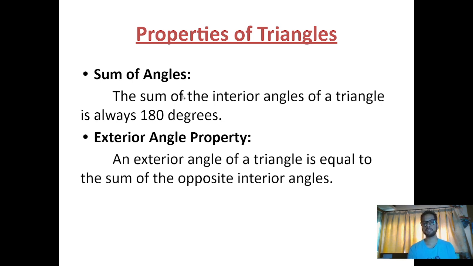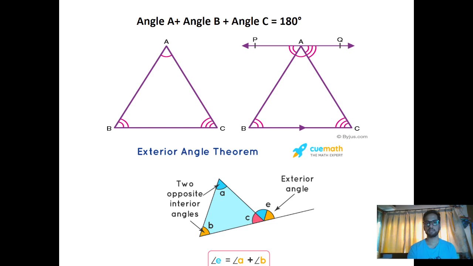Now, second property is exterior angle property. An exterior angle of a triangle is equal to sum of opposite interior angles. We will discuss these by our diagrams. Now, angle sum property, which states that in any triangle named as ABC, all the sum of these angles is 180 degree. How we can prove this?